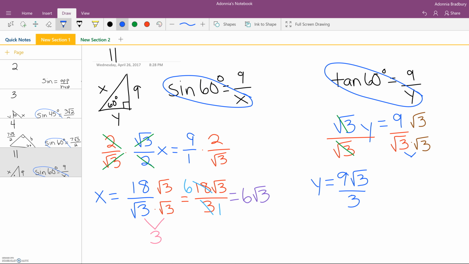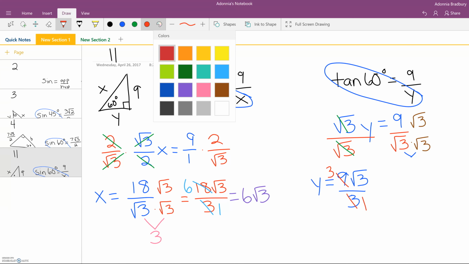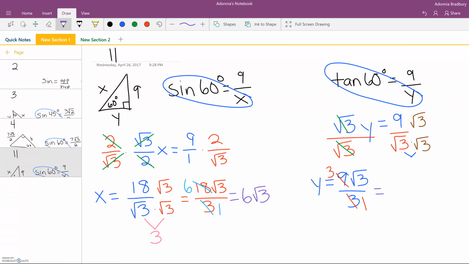Now we need to cross cancel, or we can divide. 3 goes into 9 3 times. And what we have left is going to be 3 radical 3. And that is the answer for number 11, x equaling 6 radical 3 and y equaling 3 radical 3.